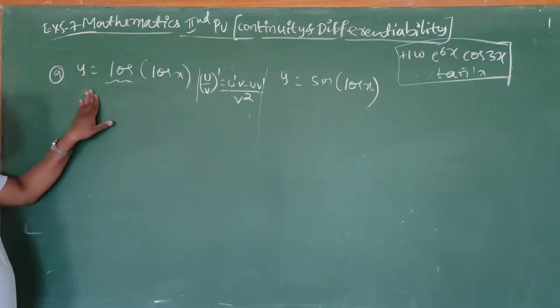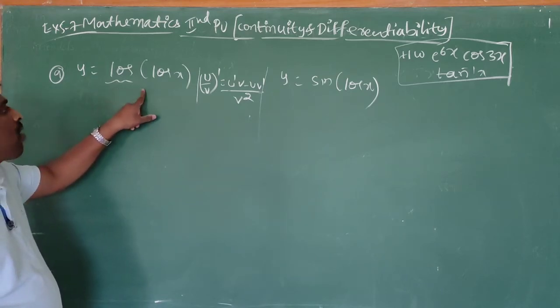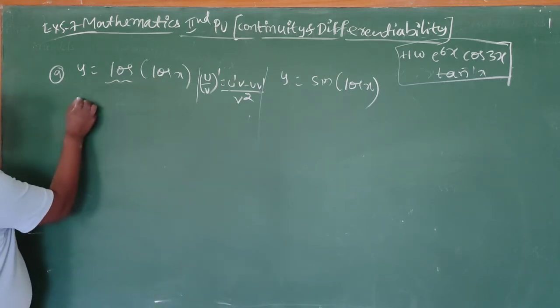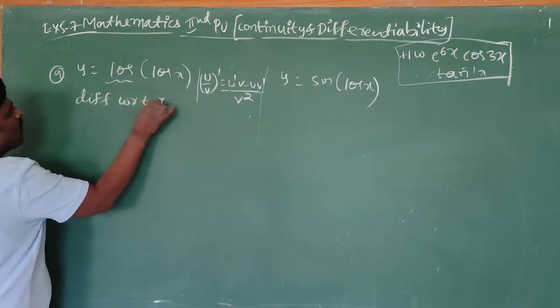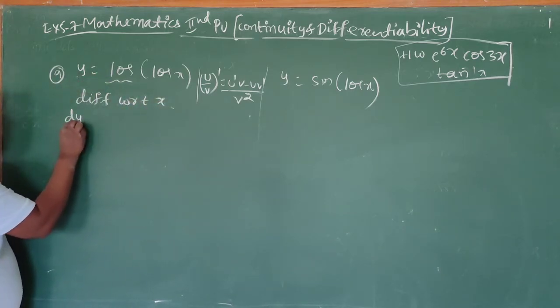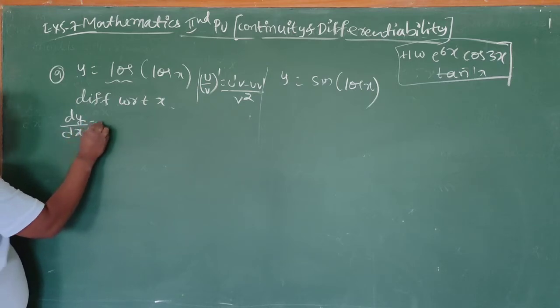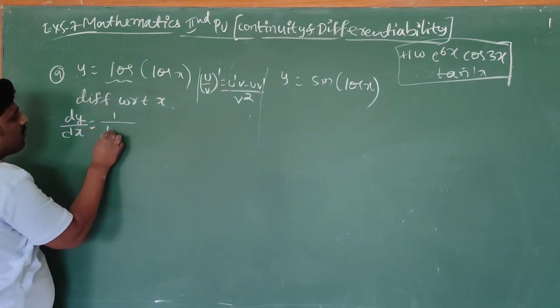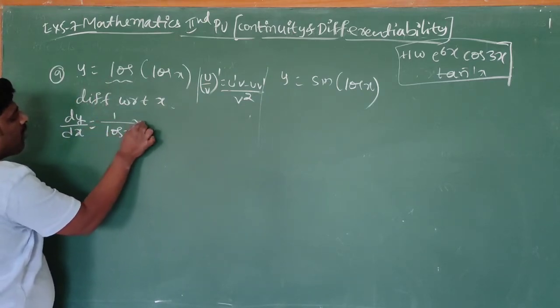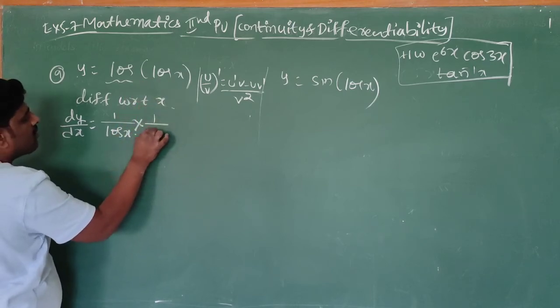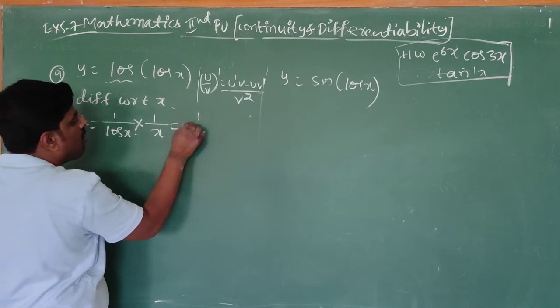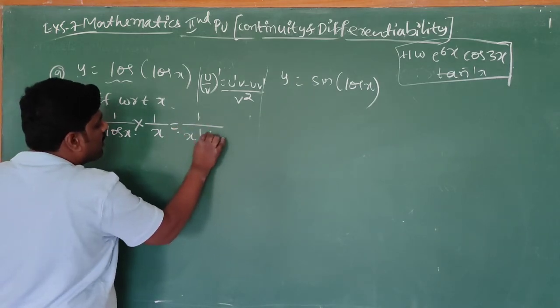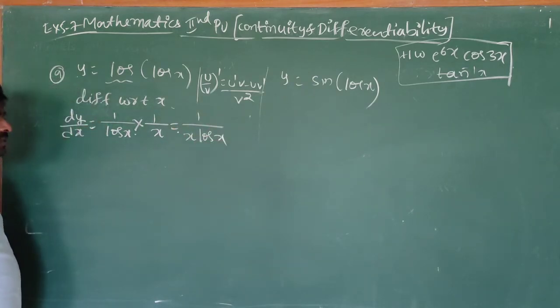So the next problem is y is equal to log of log x. Differentiate with respect to x. Y differentiation is dy by dx. Log differentiation is 1 divided by log x. Log x differentiation is 1 by x. It is of the form 1 divided by x log x.